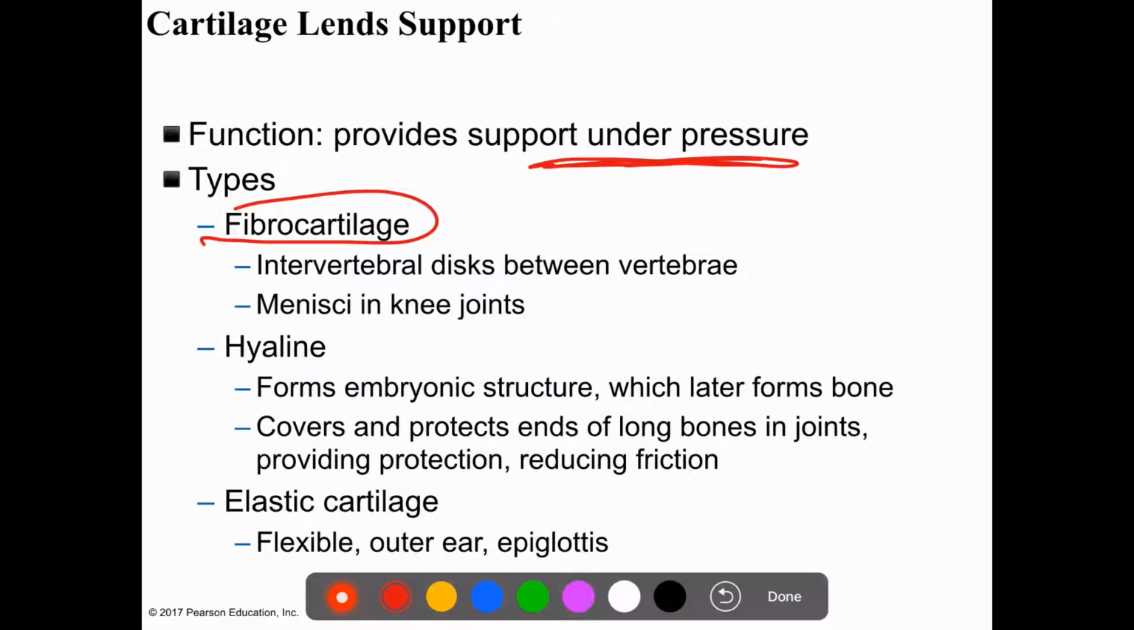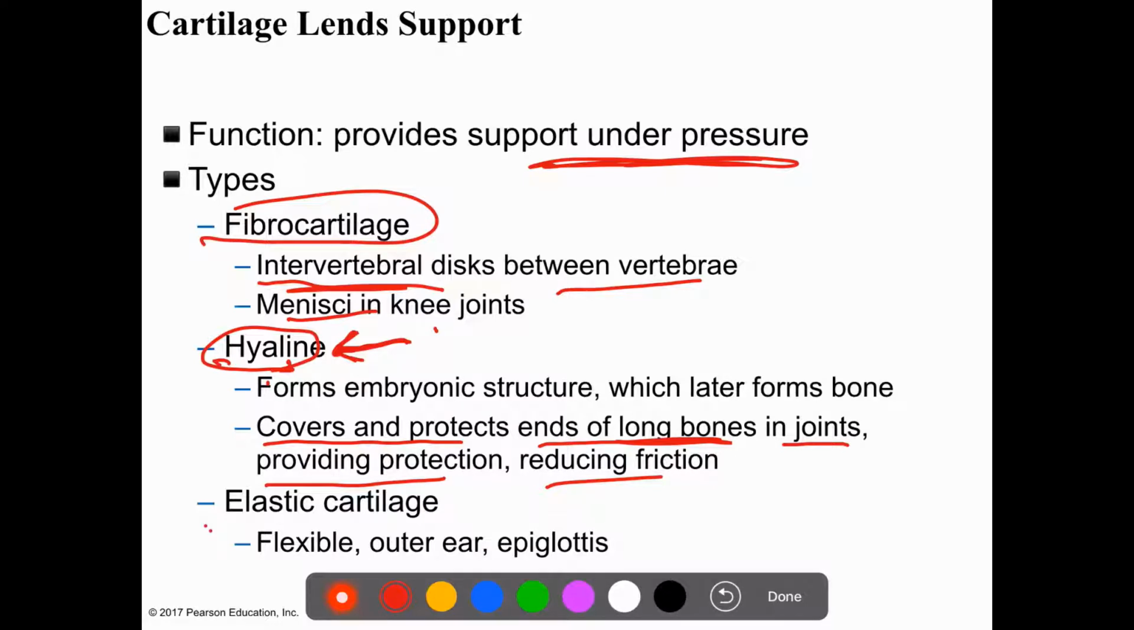We have the fibrocartilage, which forms the intervertebral discs between the vertebrae, and also forms the menisci in the knee joints. Think of them like the knee disc. And the second type is called hyaline cartilage. These form embryonic structures. So our bone mainly, during fetal development, the initial structure of the bone was made of hyaline cartilage, and then it got replaced by bone. Hyaline cartilage would cover and protect ends of long bones and joints, providing protection and reducing friction.